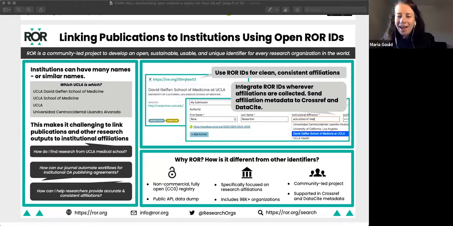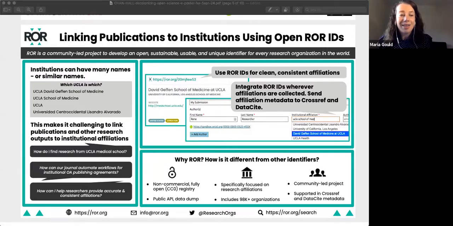Hi, everyone. I am Maria Gould from California Digital Library, and I lead the Research Organization Registry project, better known as ROAR. So I expect many of you have likely experienced a need to identify and track institutional affiliations for publications and other research outputs, whether that's because you're a publisher trying to get clean affiliation data to feed into OA agreements, or perhaps you're a librarian or research administrator trying to measure institutional research outputs, or perhaps a funder trying to track projects that you've supported.